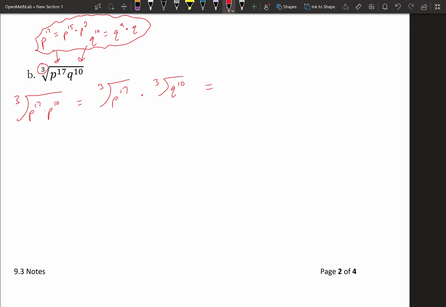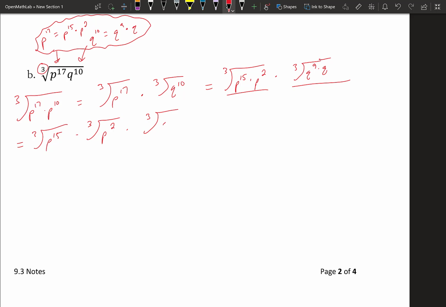And now I can use my thought bubble beforehand to rewrite this. I could rewrite p to the 17th as p to the 15th times p squared, and I can rewrite q to the 10th as q to the 9th times q. Then I can apply the multiplication property of radicals again to each of these. So that would be the cubed root of p to the 15th times the cubed root of p squared times the cubed root of q to the 9th times the cubed root of q.